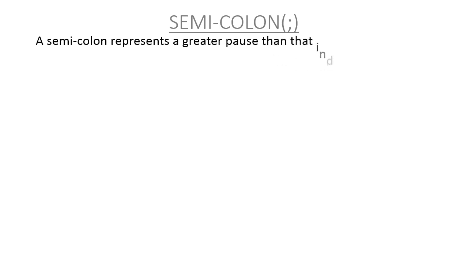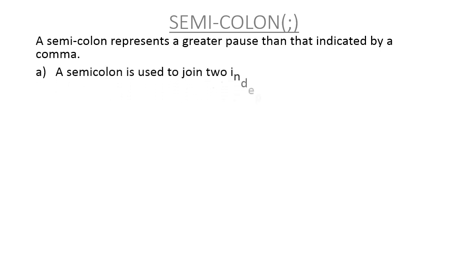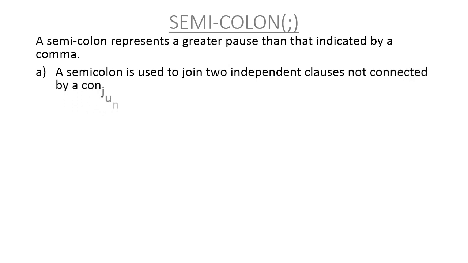Semicolon. A semicolon represents a greater pause than that indicated by a comma. So if you people remember, full stop is the greatest pause and semicolon is a bit greater than that indicated by a comma. A semicolon is used to join two independent clauses not connected by a conjunction like and.